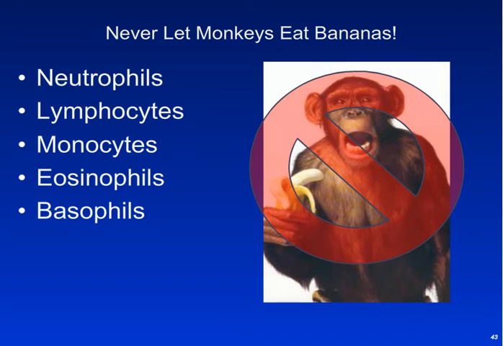That gives you the abundance from most abundant to least abundant. Never, standing for neutrophils, let for lymphocytes, monkeys for monocytes, eat for eosinophils, and bananas for basophils. So neutrophils are most abundant and basophils are least abundant. So if you remember, never let monkeys eat bananas, you'll never forget the order of the leukocytes again.